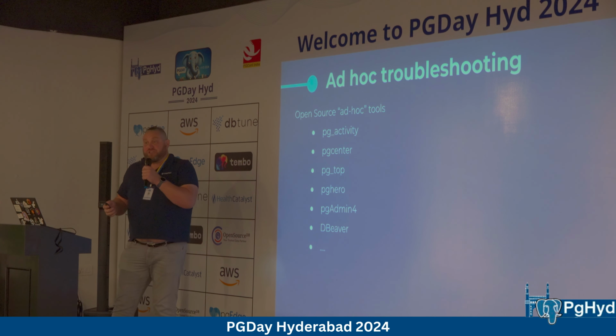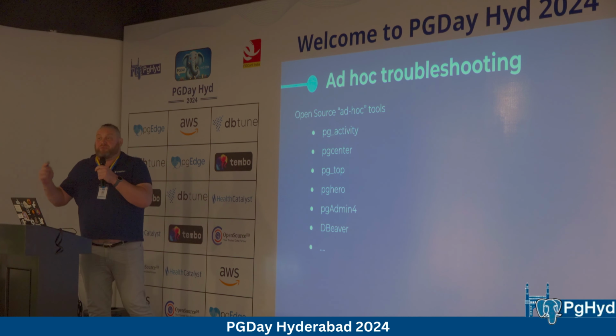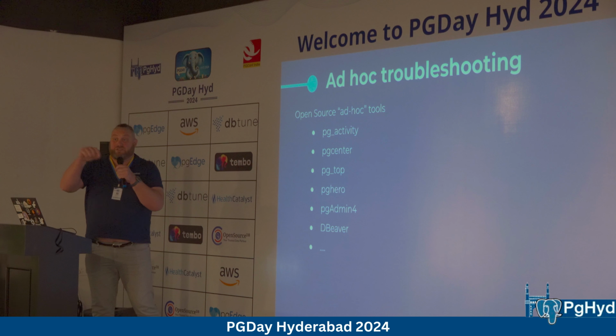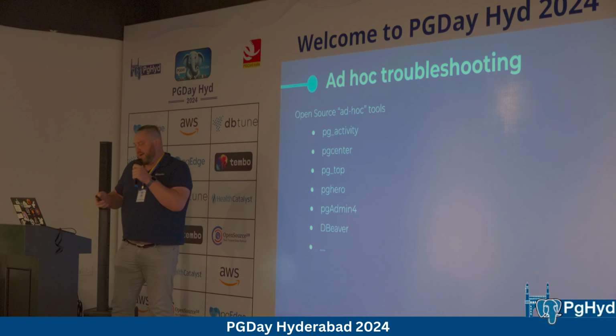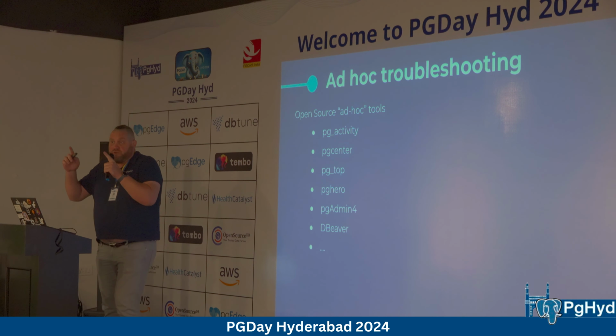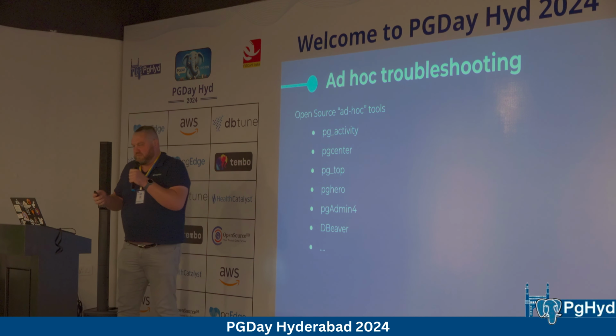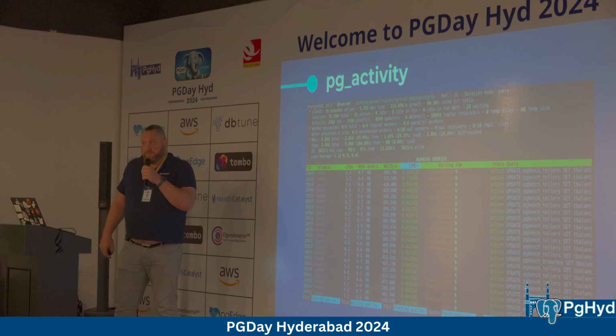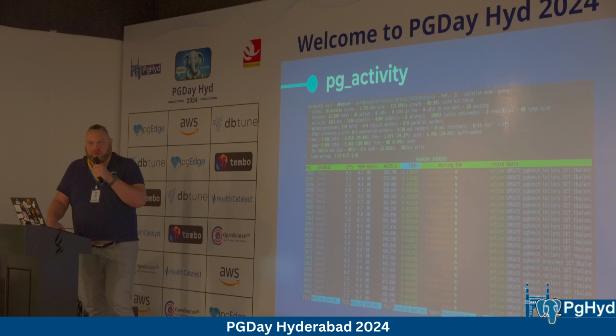pg_activity, pg_center, pg_top, pg_hero, pgAdmin, DBeaver. They are not monitoring solutions, but they do have a monitoring section with the simplest dashboards where you can at least see what's going on. Not much, really. So my favorite is pg_activity. It's a Python program.